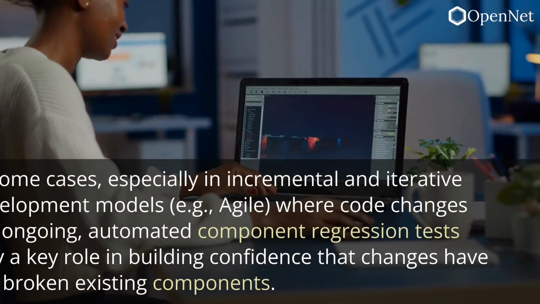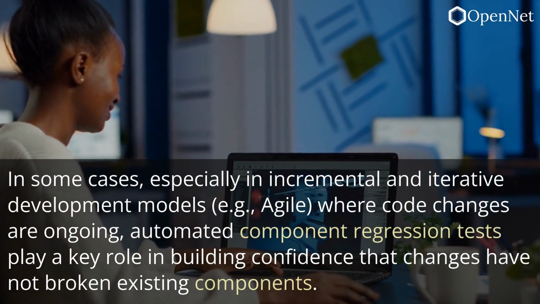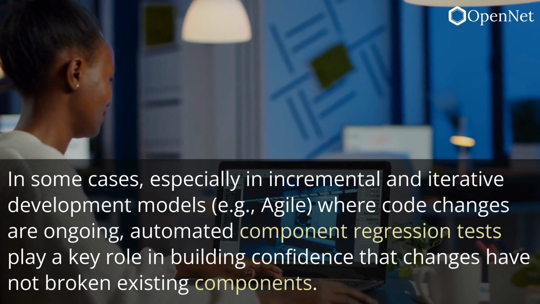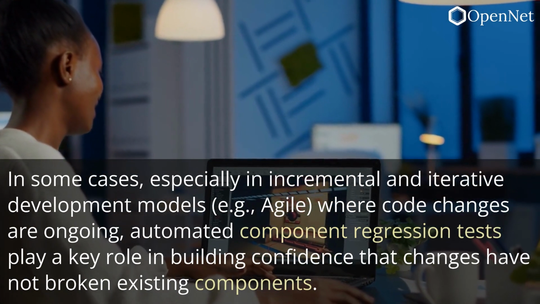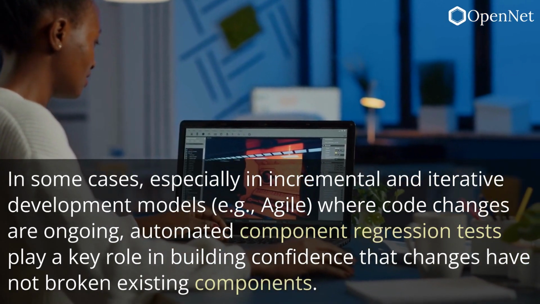levels. In some cases, especially in incremental and iterative development models, e.g., Agile, where code changes are ongoing, automated component regression tests play a key role in building confidence that changes have not broken existing components.